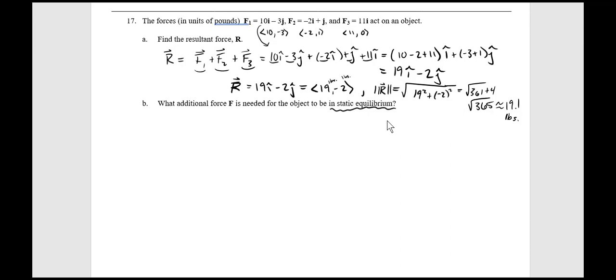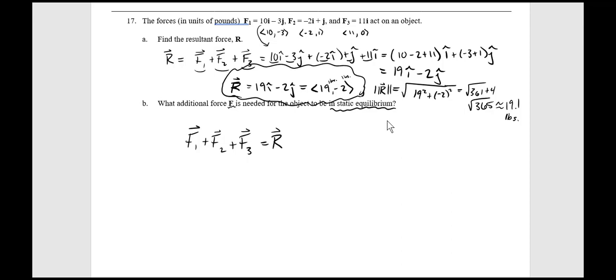We said forces are pushes or pulls. If we're not being pushed or pulled at all, overall the forces we're experiencing must be zero. There's no push or pull. We're in equilibrium. We're not moving, not being pushed or pulled. So if we're going to add one force in to make the sum of all these zero, then let's just look at what we can say. We can say that F1 plus F2 plus F3, these are all my forces, equals our resultant vector here, 19, negative 2.